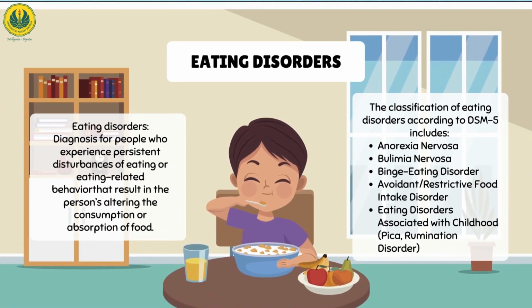Now we move on to eating disorders. Eating disorders are conditions characterized by disturbed eating behaviors that alter a person's food consumption patterns. According to the DSM 5th edition, some types of eating disorders include: first, anorexia nervosa; second, bulimia nervosa; and third, binge eating disorders. And the last is avoidant or restrictive food intake disorder.